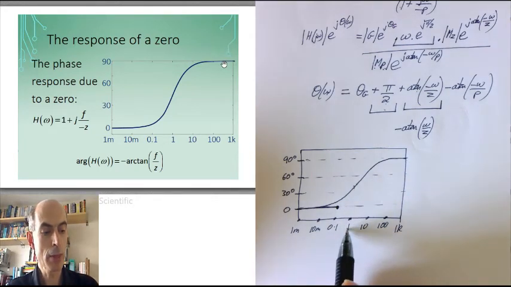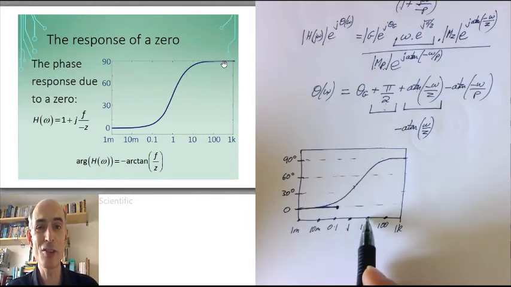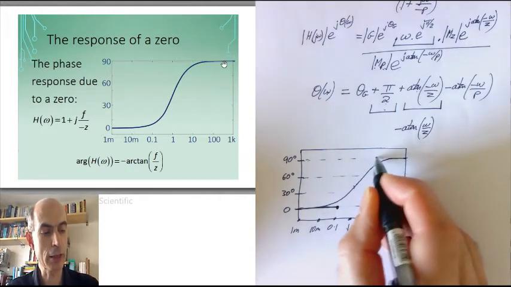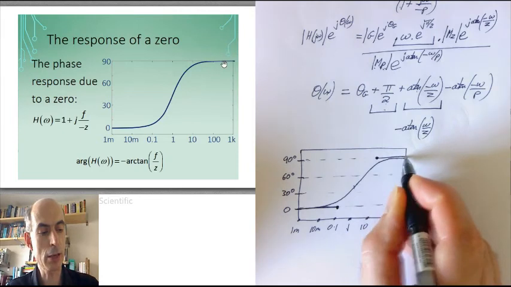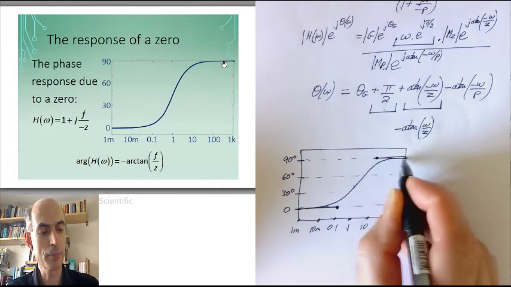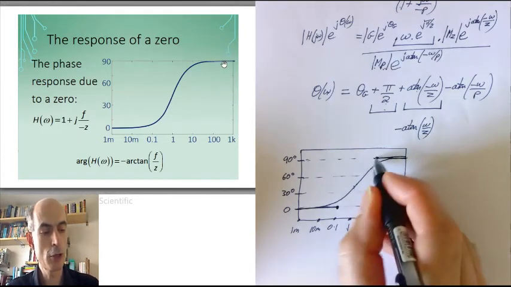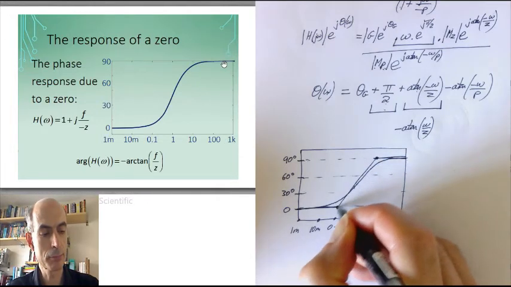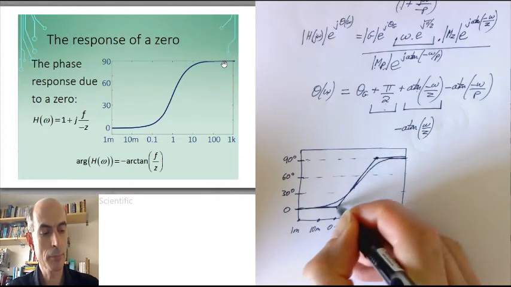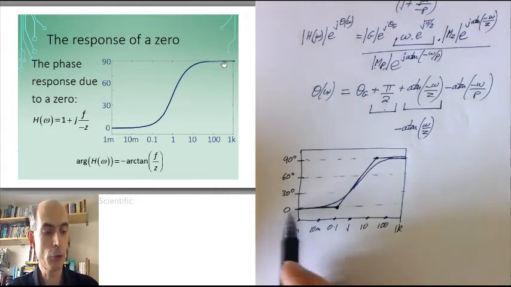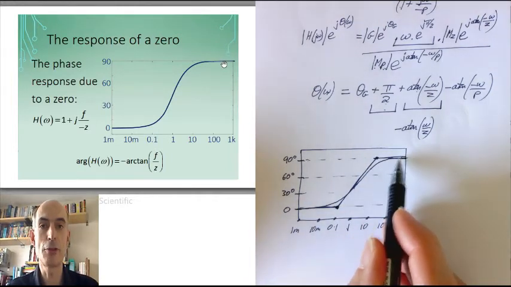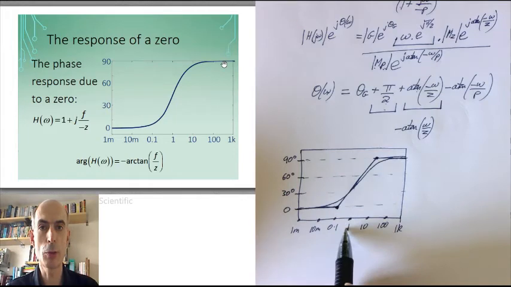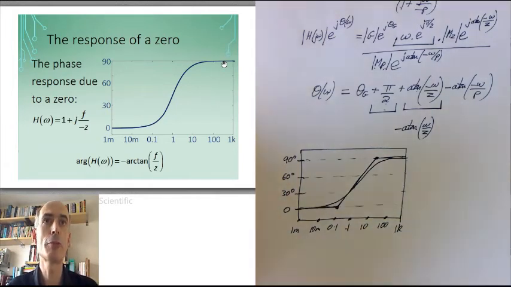And similarly, for frequencies greater than 10 times the break frequency of the zero, the zero has its full effect, so that's going to be a complete 90 degrees. In between the two, you just draw a straight line. So that's the Bode approximation to phase for a zero at a frequency of 1. And you can see from the graph, it's not too bad an approximation.